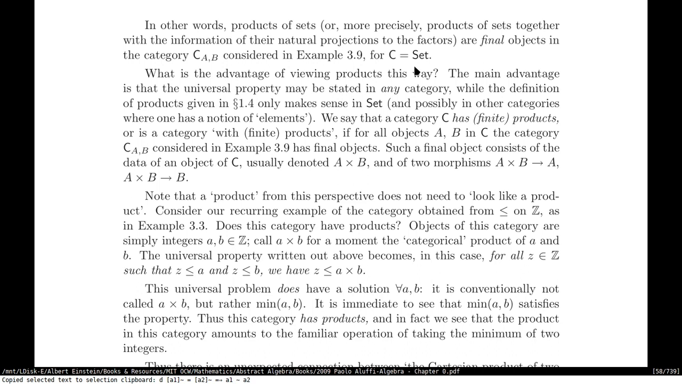So the main advantage of having products in this manner is that you can do this with any category, right? Until now we have only seen products in sets, but you can have products with more structure to them. We're going to see how you can have more structure, and then you can make them different objects and deal with them. That's an advantage if you're dealing with categories.